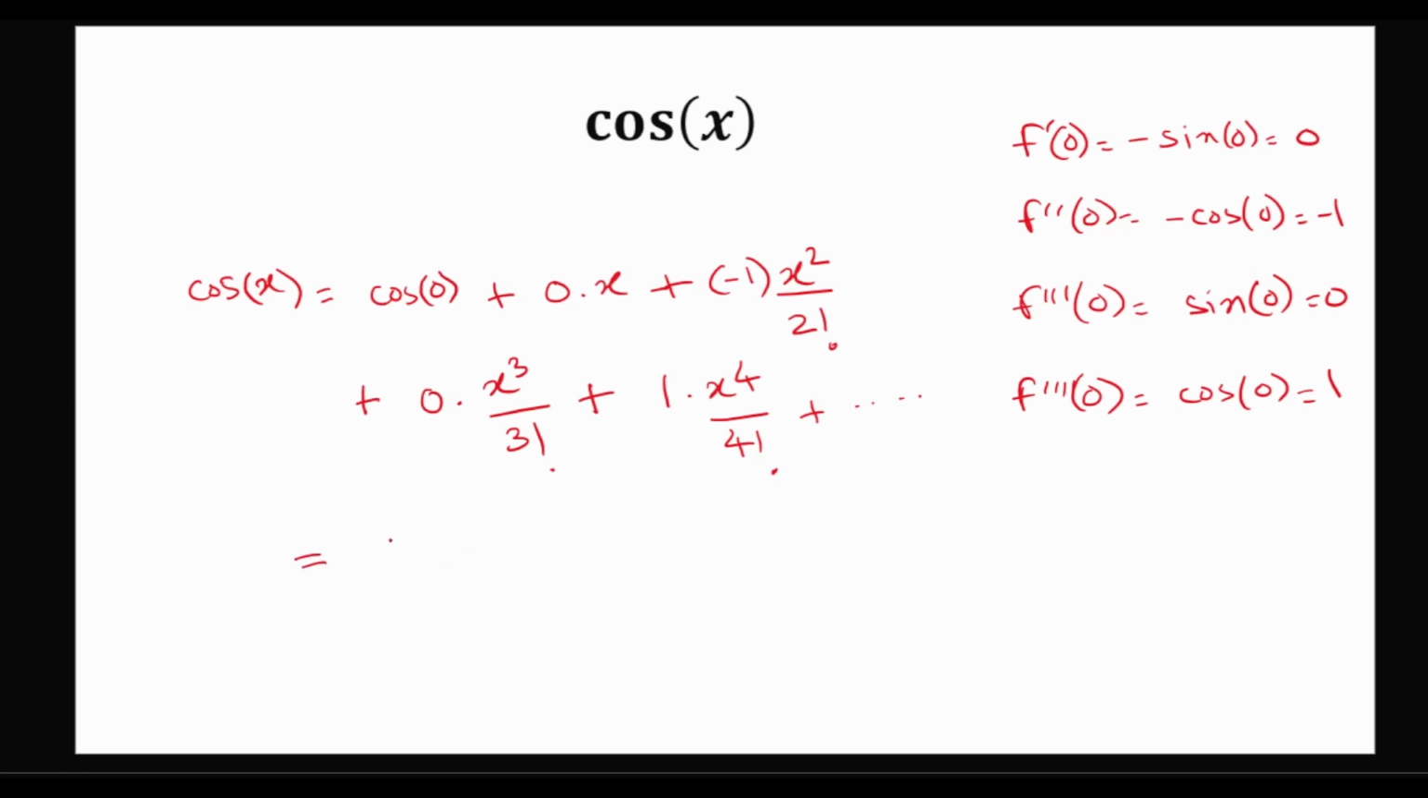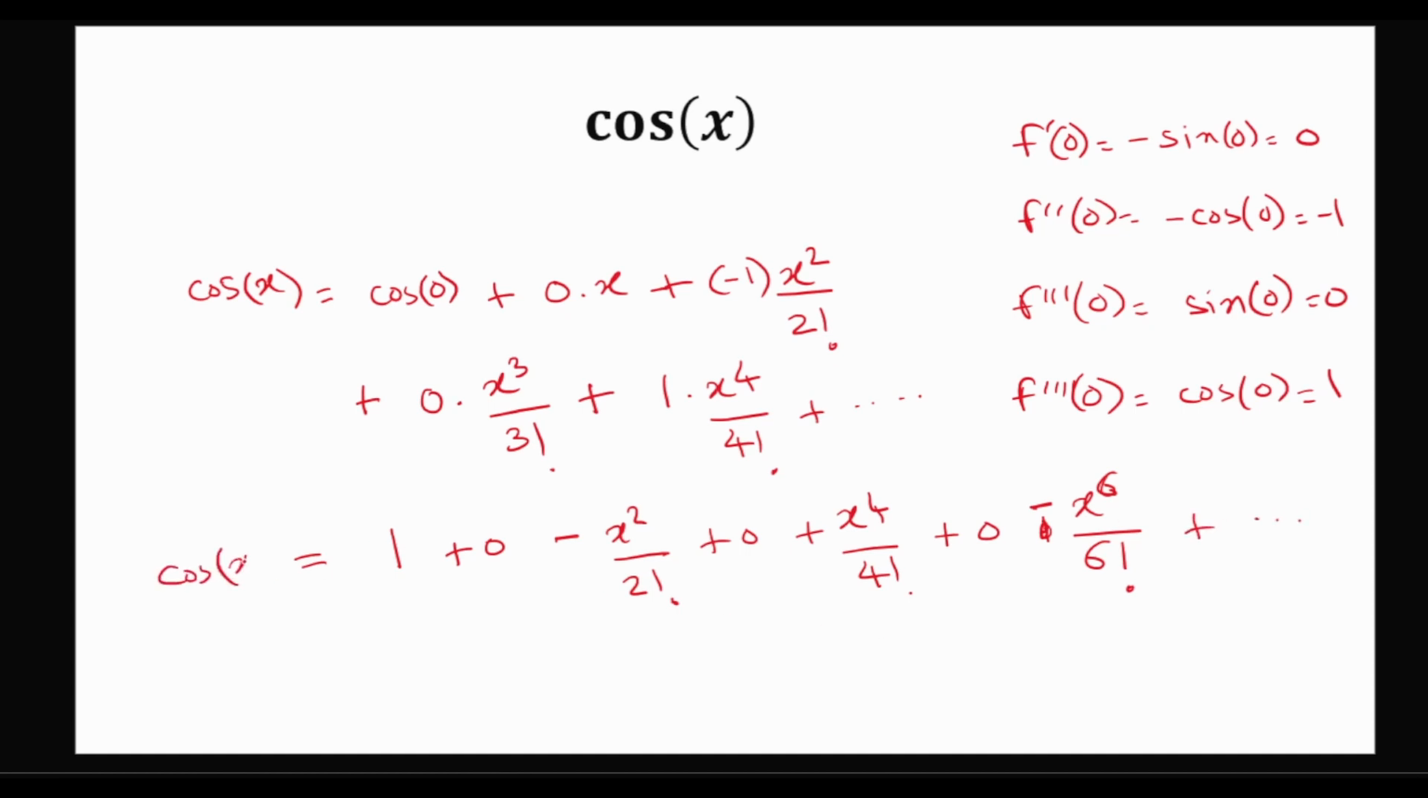If I simplify this further, I get 1 plus 0 minus x square over 2 factorial plus 0 plus x to the power 4 over 4 factorial. Here also you can see a pattern that the next term would be 0 and the next term would appear with a negative sign, and we'll have x to the power 6 divided by 6 factorial, and so on.